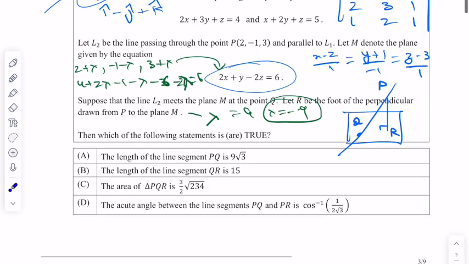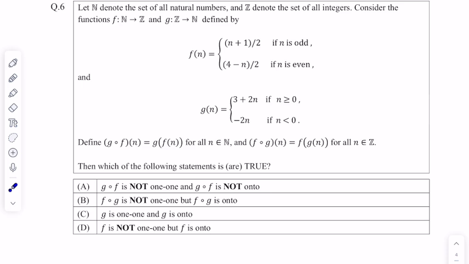Alright, so guys, I've told you we are not looking for the exact solution, we are doing the hints and the way to approach the paper. Alright, so moving on to question number 6. Question number 6 talks about N denoting the set of all natural numbers, and integers. It is from natural numbers to integers, and integers to natural numbers.